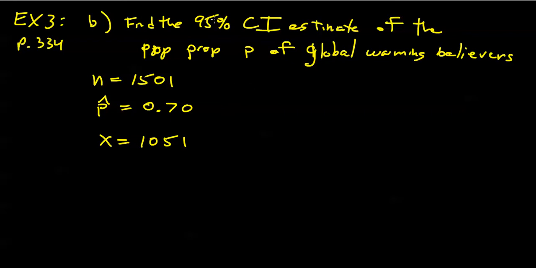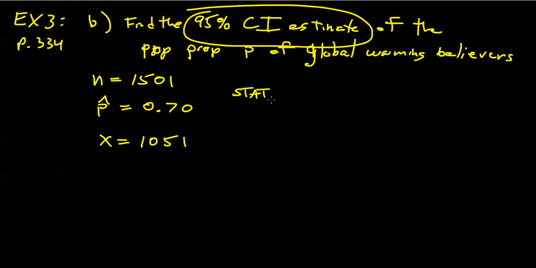Alright, now we're going to introduce this new operator on our calculator. We want to create a 95% confidence interval estimate. Get your calculators out. Press the stat button, which we found earlier in the course, and press the tests sub option. Don't press edit, don't press calc, press tests, or scroll over to tests.